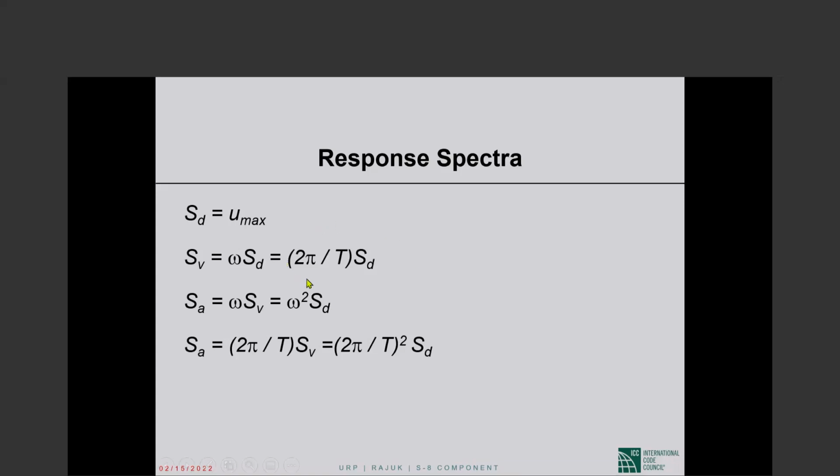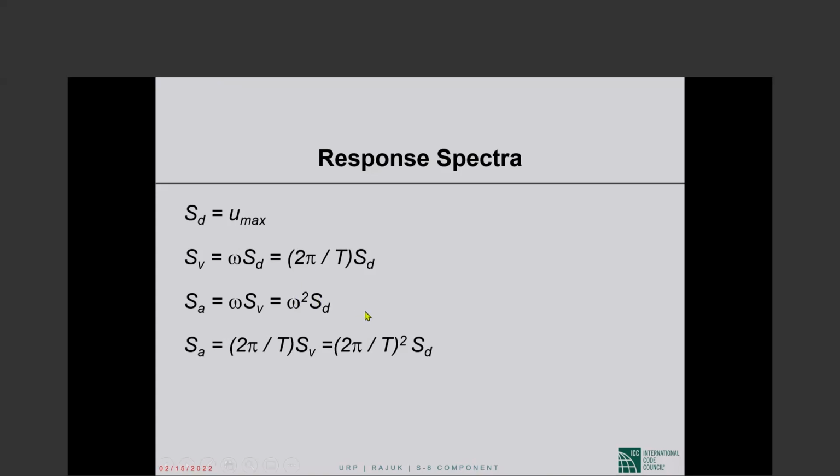The 2 pi over T is called circular frequency, omega. So the spectral pseudo-velocity is the spectral displacement multiplied by the circular frequency, and that's it.